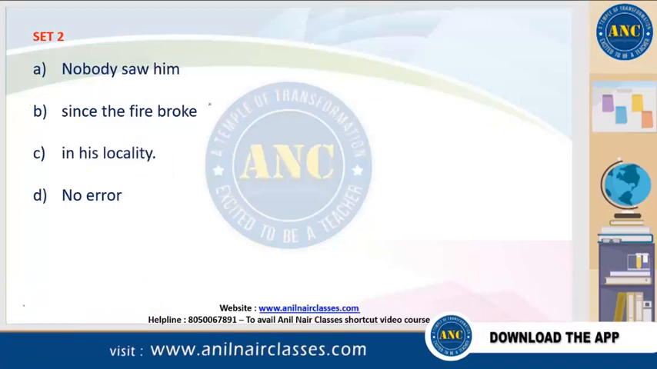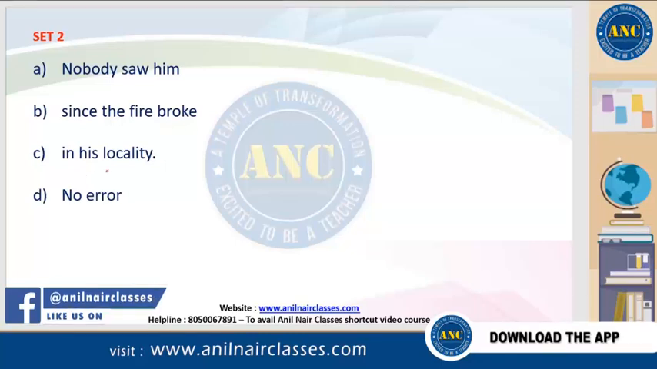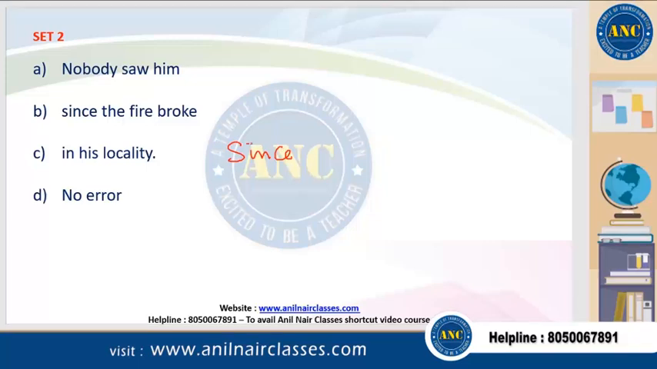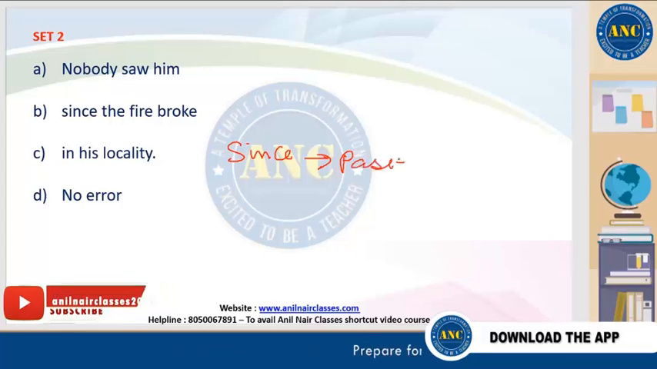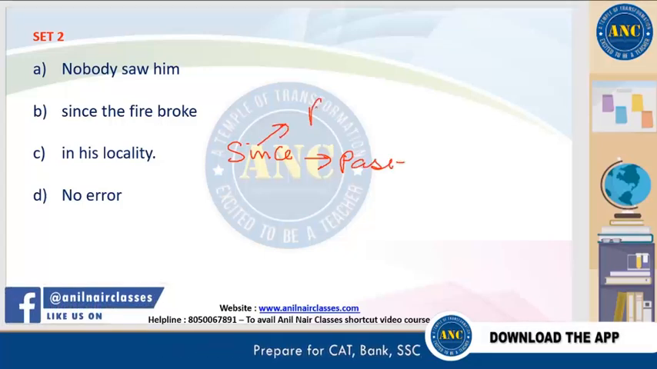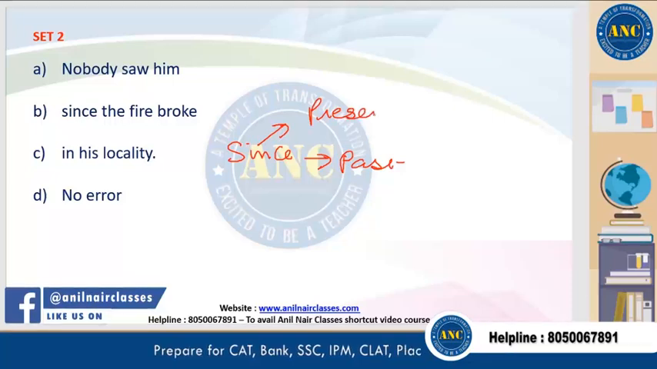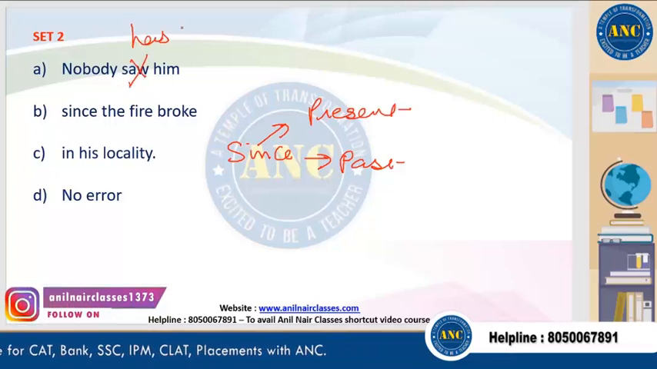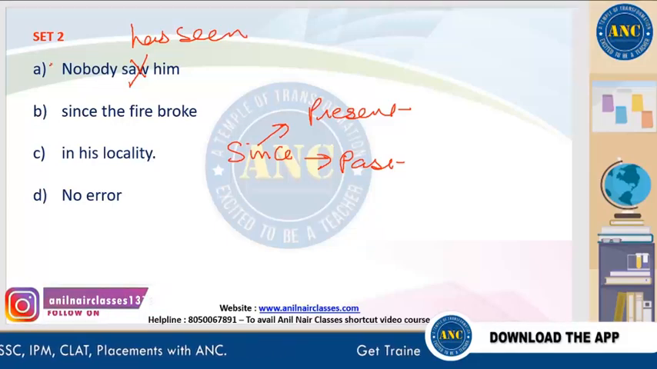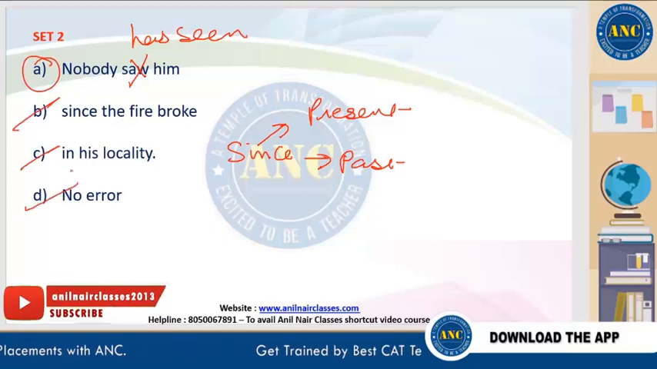Next, nobody saw him since the fire broke in his locality. So now again another thing is when "since" is there, the event which is there after "since" should be in the past tense, whereas before "since" it should be the present tense. So nobody has seen him since the fire broke. So A is the right answer. Get rid of B, C and D.